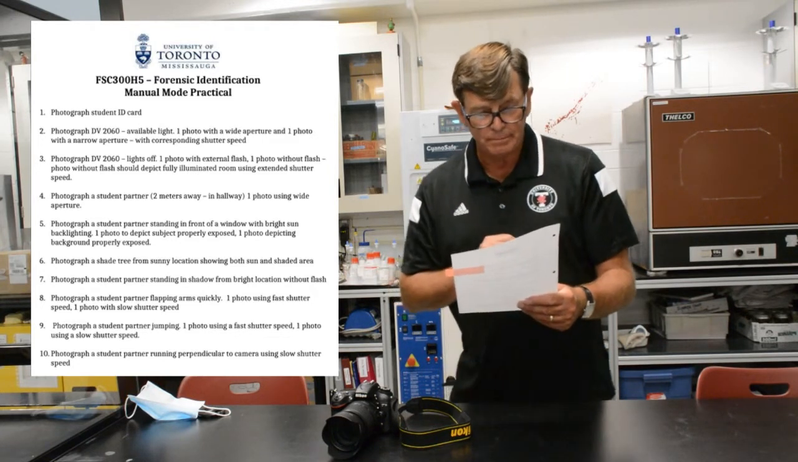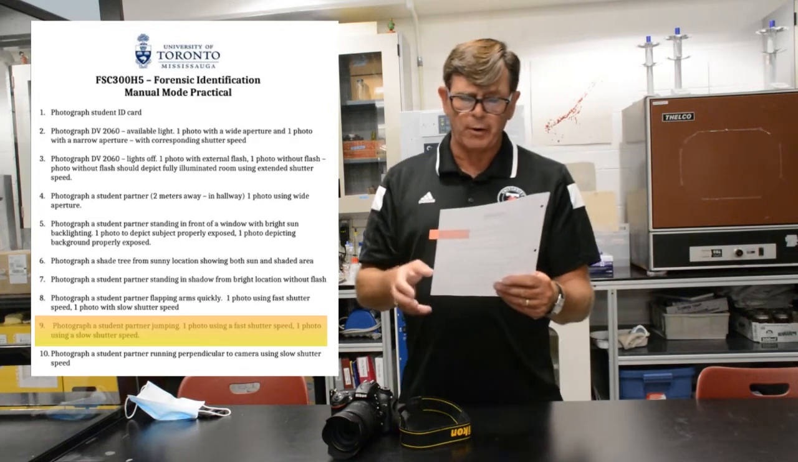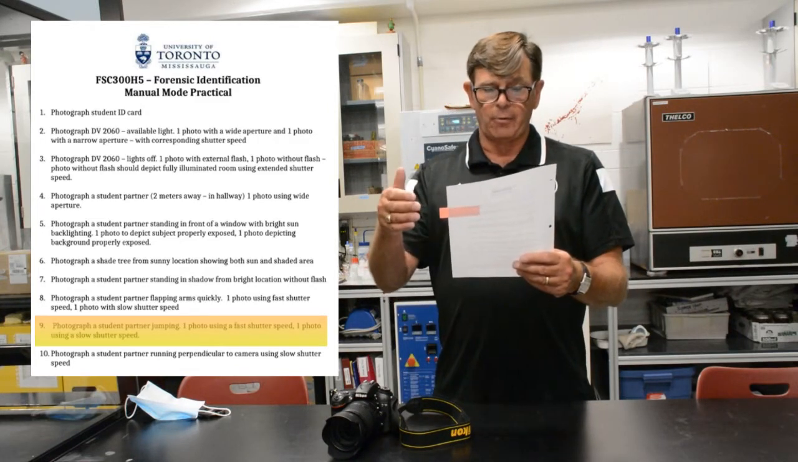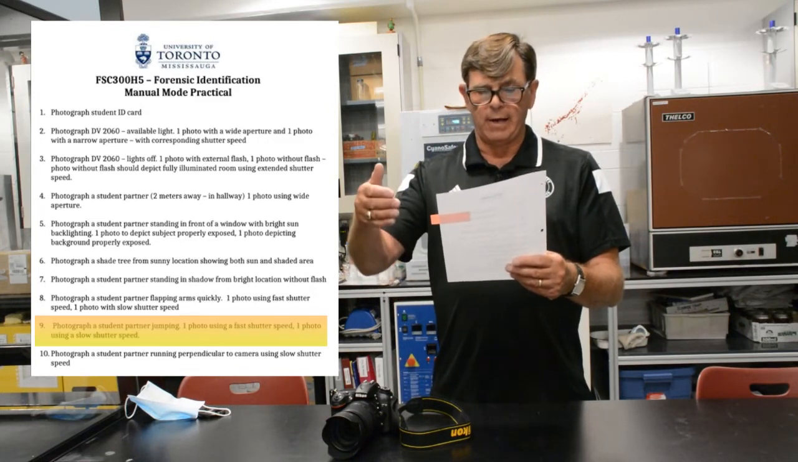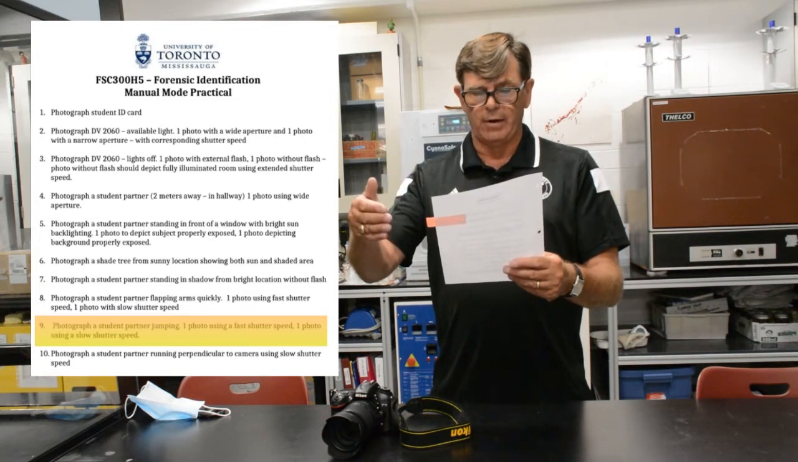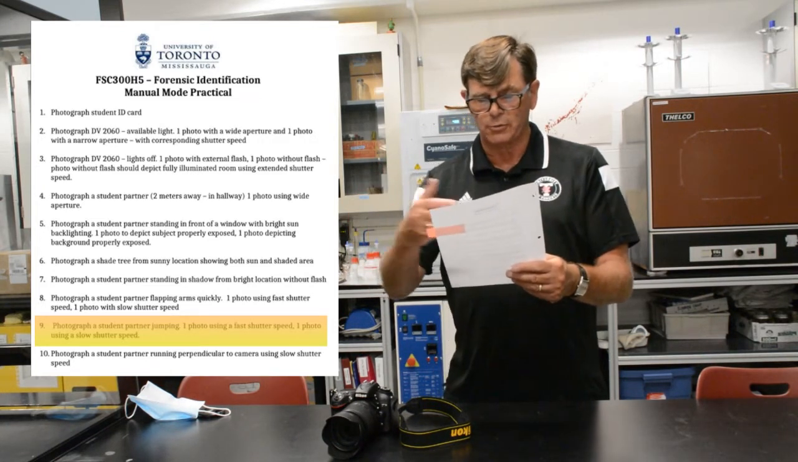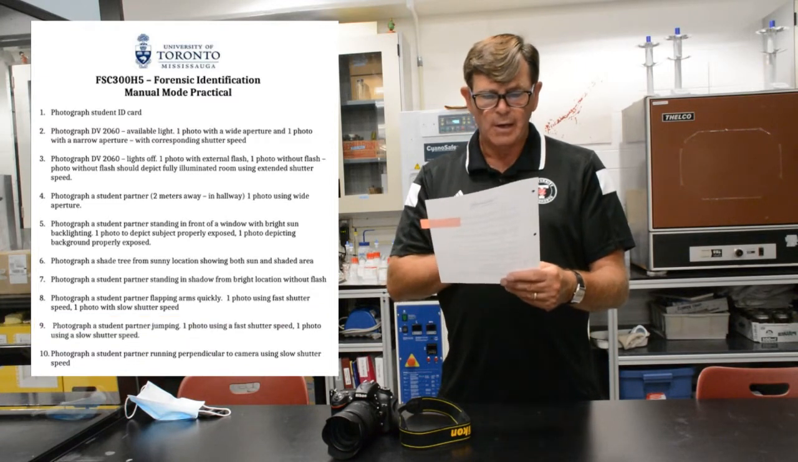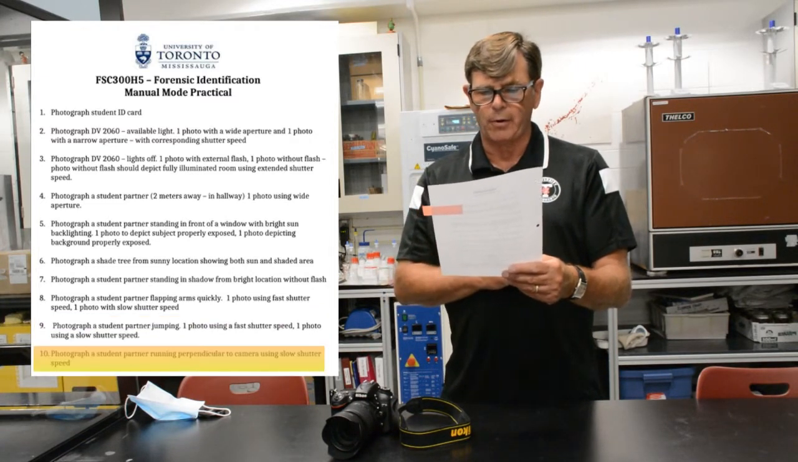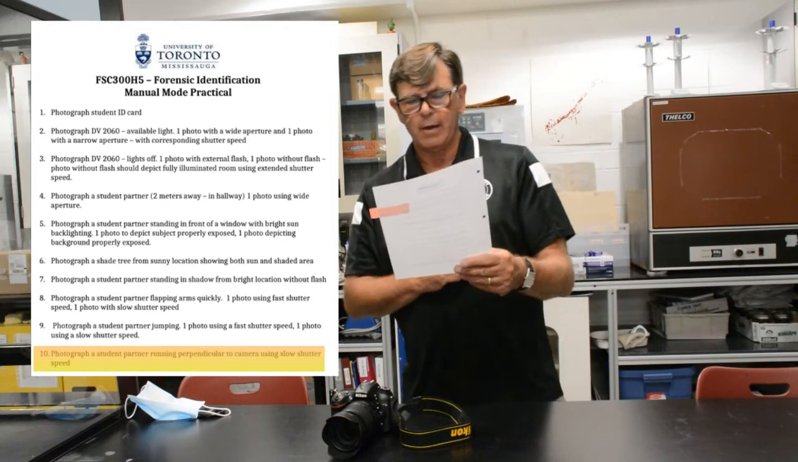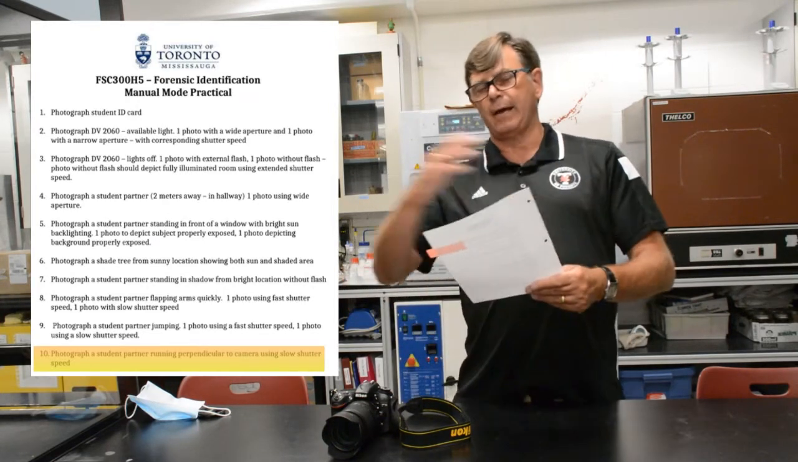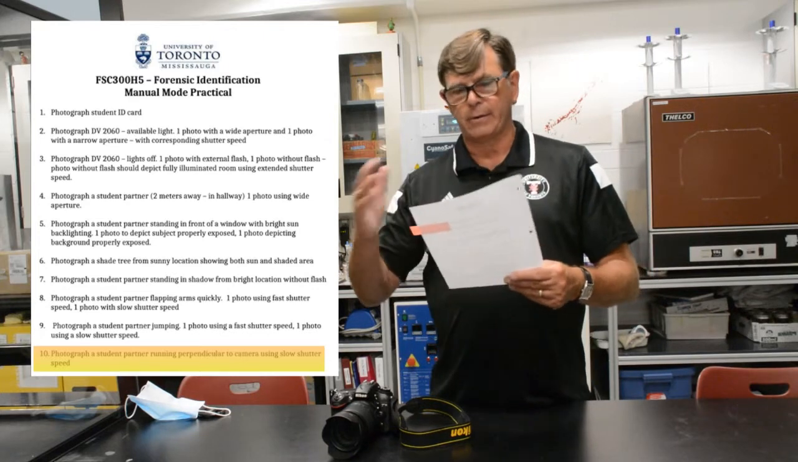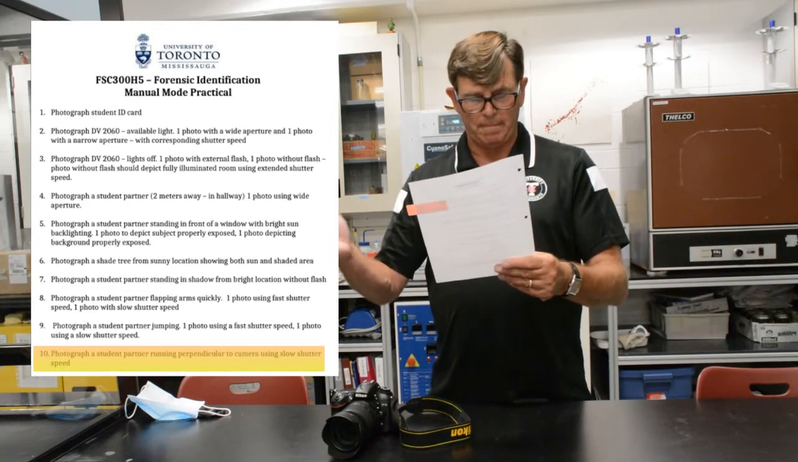Okay, so number 9, photographing a student partner jumping, again, as number 8 was, demonstrating the effect of a fast versus a slow shutter speed for both of those functions. And number 10, photographing a student partner running perpendicular to the camera using a slow shutter speed, and again, creating that appearance of movement.